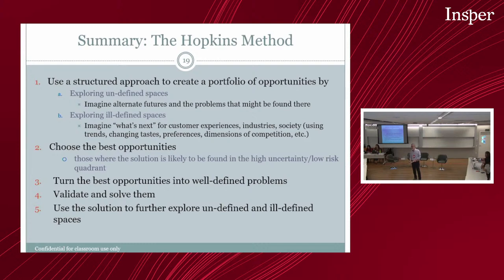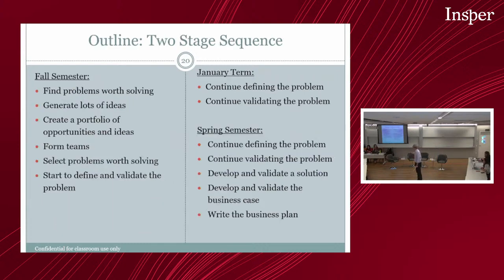To summarize, at Johns Hopkins, we use a structured approach to create a portfolio of opportunities by exploring undefined and ill-defined spaces. As you said, all kinds of tools and techniques that we've developed over the years. We choose the best ones, turn the best ones into well-defined problems, validate and solve them, and then you can go back the other way and start exploring undefined and ill-defined spaces again. Here's the two stages that we lay out for the year. But again, in a corporate environment, you don't have semesters.